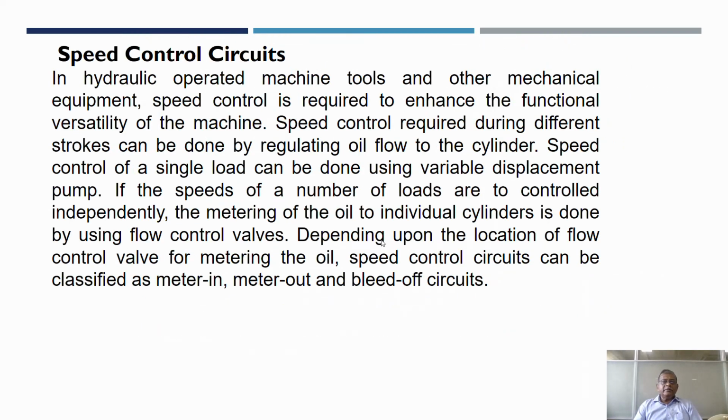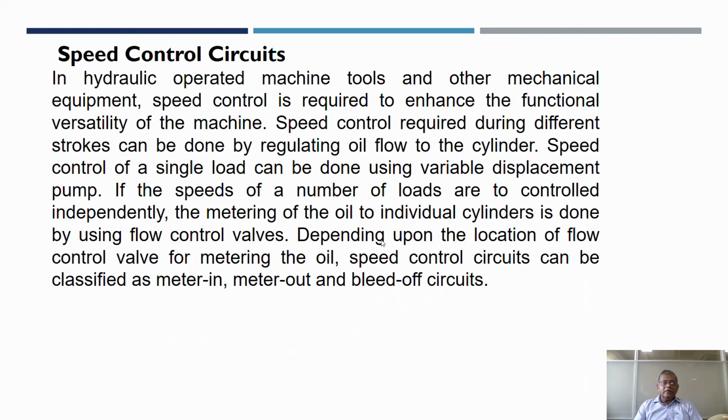In hydraulic operated machine tools and other mechanical equipment, speed control is required to enhance the functional versatility of the machine. Speed control required during different strokes can be done by regulating oil flow to the cylinder. So probably in some circuits, in one direction you have to move fast, in another direction you have to move slow. So some variation is required, and you have to find a system to do that. How the speed control is carried out, we can see with some examples.